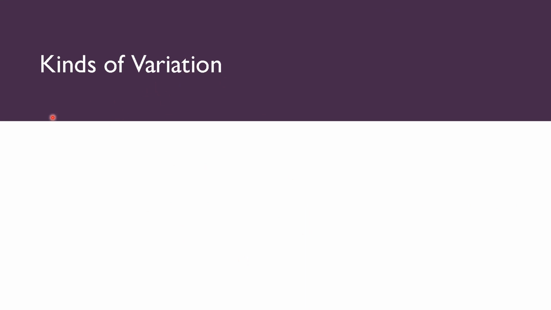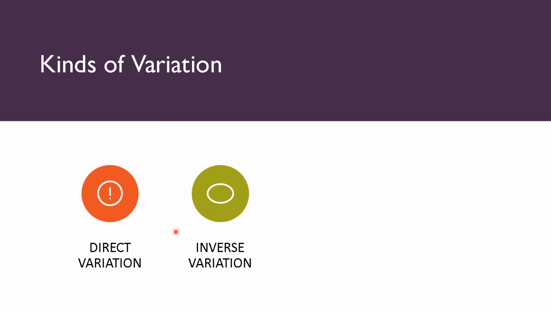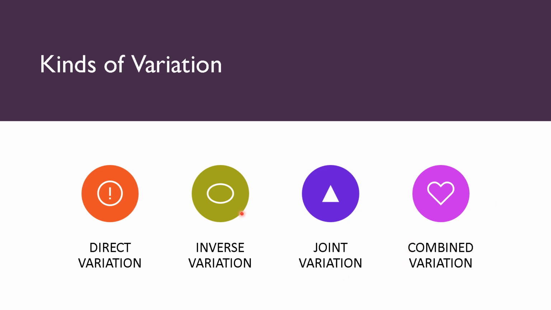Let's go on to the kinds of variation. Technically, I have four here. First one is direct variation. Other one is inverse variation. Then we have joint variation and combined variation.